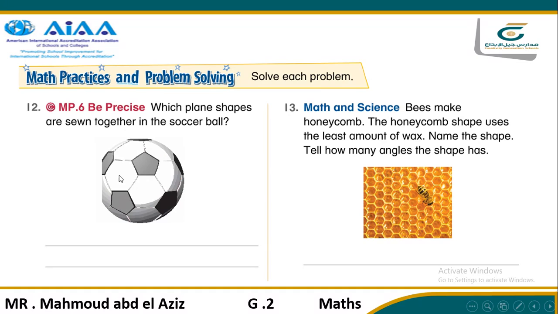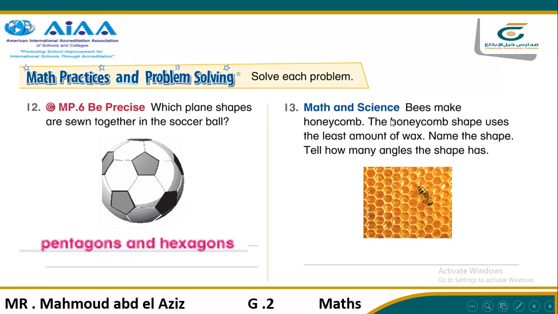Pentagon. We have here another polygon. Let's count its angles. That's 1, 2, 3, 4, 5, and 6. So what's the name of it? It's a hexagon. Excellent. So we have here 2 shapes. One of them is a pentagon and another one is a hexagon. So we have here pentagons and hexagons.